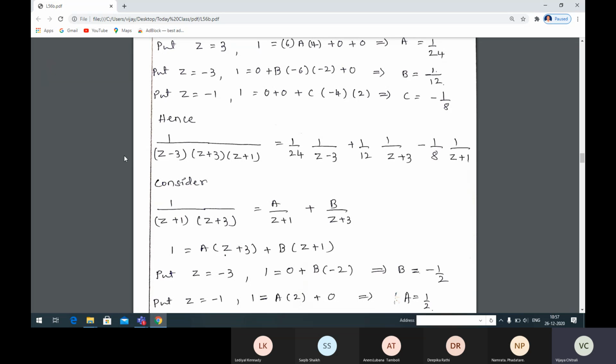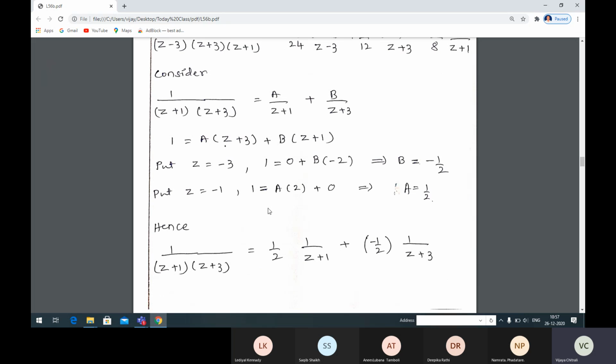Right. Now consider the second one, 1 upon (z plus 1)(z plus 3). Using partial fractions, we take the LCM and simplify the denominator. So 1 is equal to A into (z plus 3) plus B into (z plus 1). By proper substitution of z, find A and B.